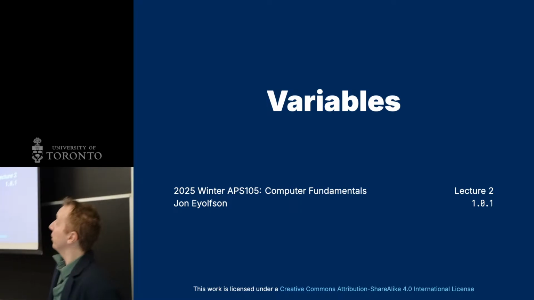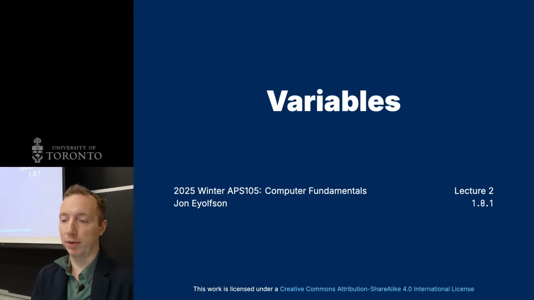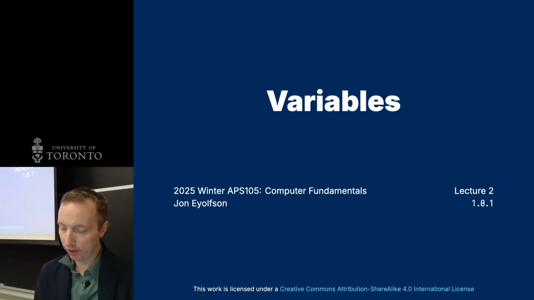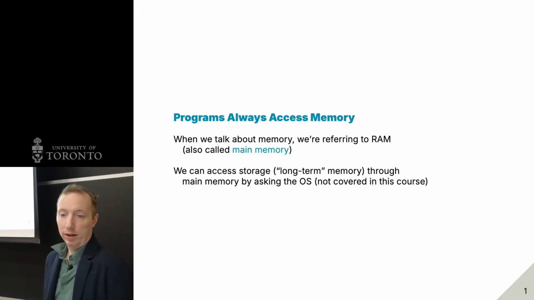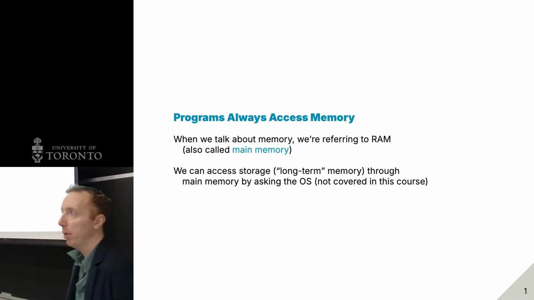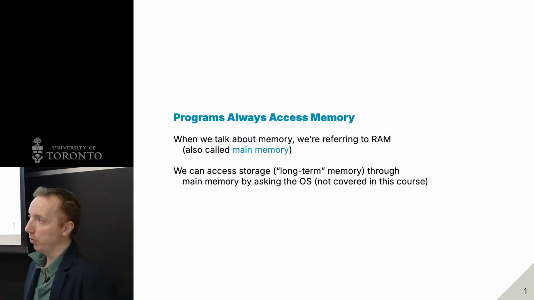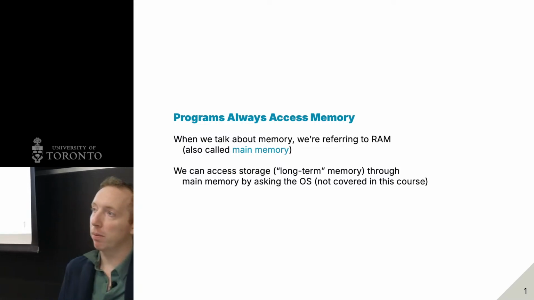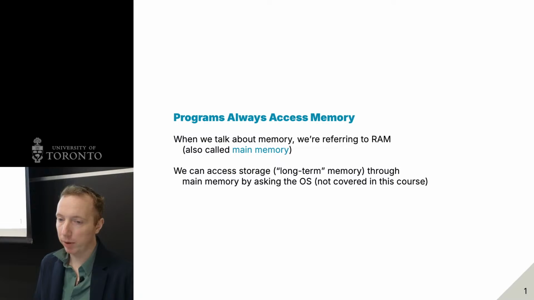All right, so today we get to continue our journey about learning about C. Today's topic is variables. As an aside, we talked a little about the hardware that makes up our computer. When we talk about memory, we're referring to RAM. That was that short-term memory we had on our machine. We also call it main memory if we want.